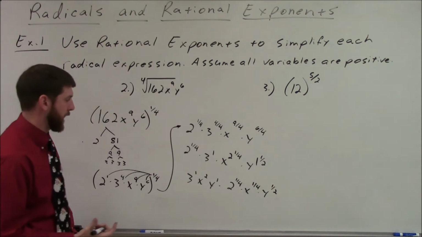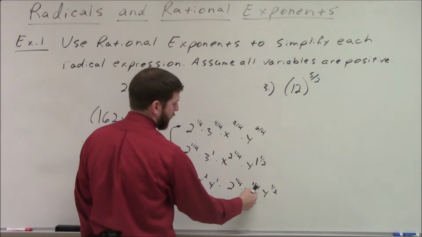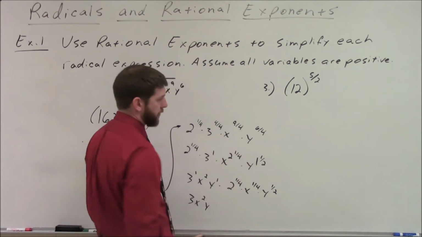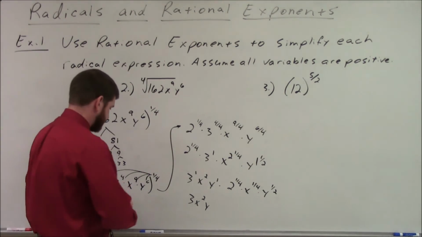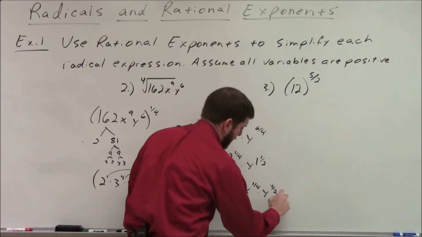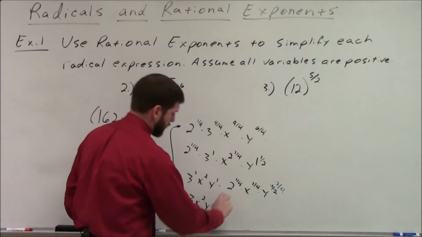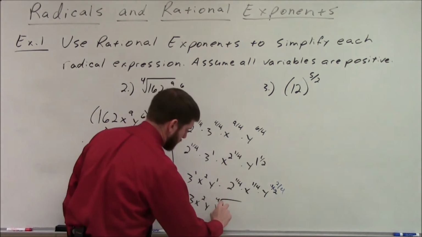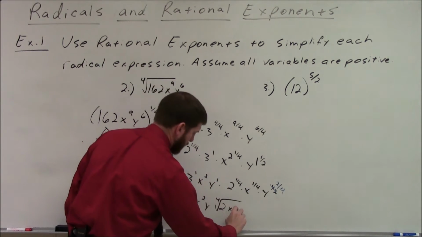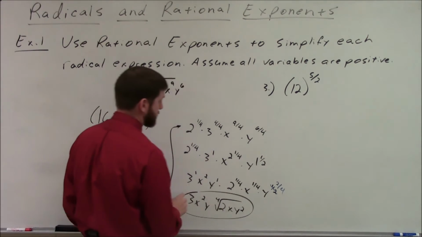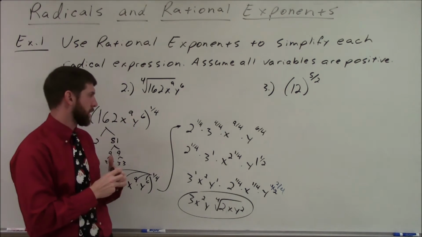So we're ready to put it back into radical form. So that's 3x squared y. Again, see how we don't have the same denominator for all of them? And the denominator is what dictates our index. So I'm going to rewrite this 1/2 as 2/4. That way I can put them all under a single radical. So we're going to get the 4th root of 2 to the 1st, x to the 1st, and y squared. So that is the simplified radical expression for the 4th root of 162 x to the 9th y to the 6th.